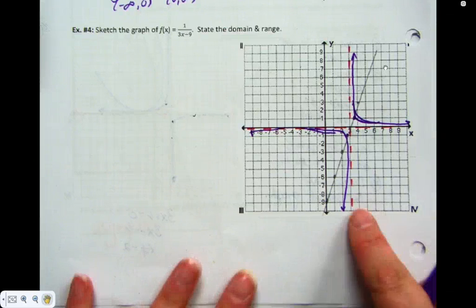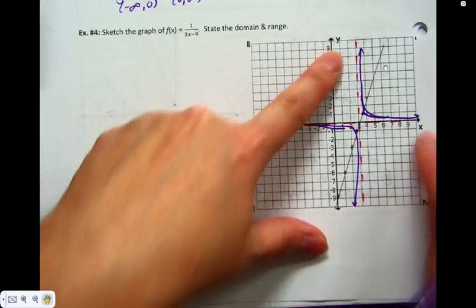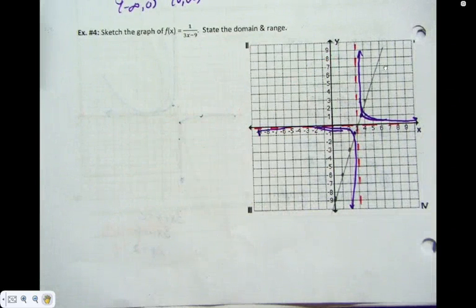Put arrows on both ends of the graph. If you haven't already, write down the domain and range.